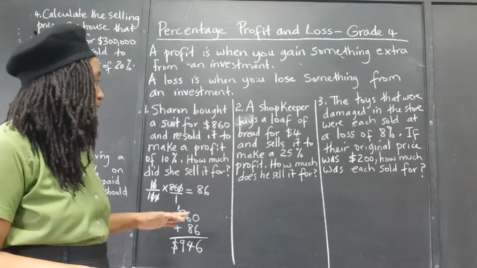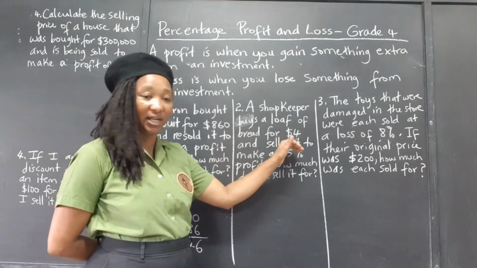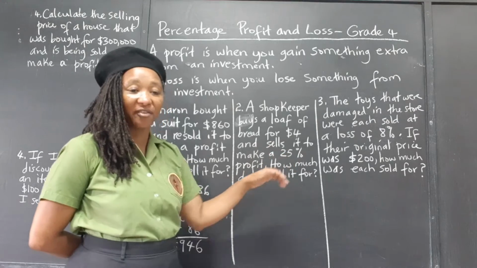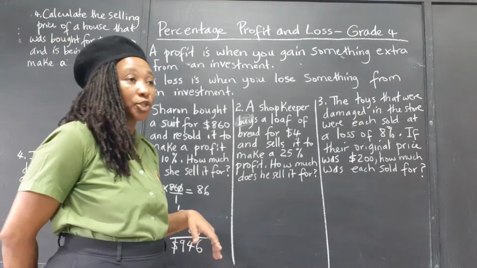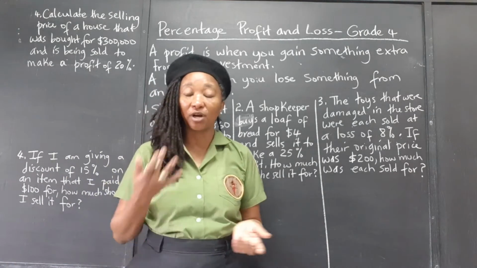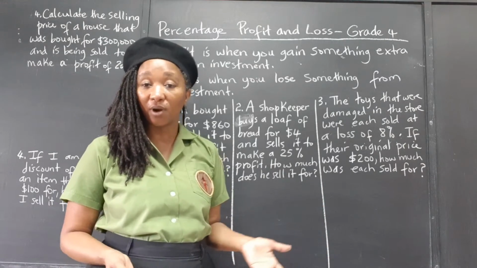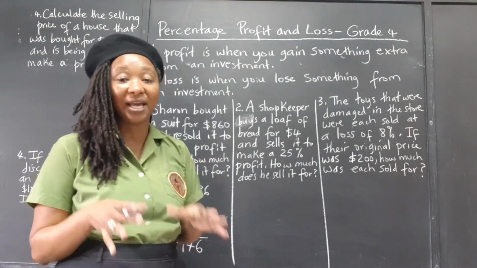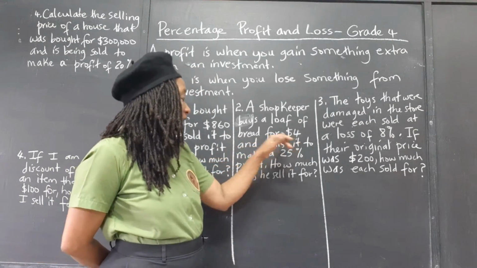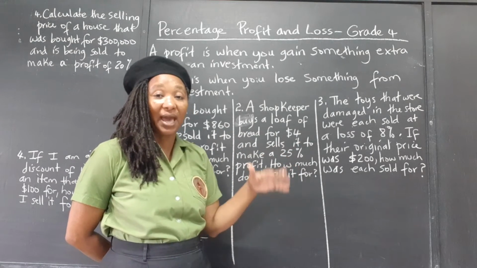Alright, so let's look at number 2 then. A shopkeeper buys a loaf of bread for $4 and sells it to make a profit of 25%. So when you go to the shop, remember, they're not selling back the things for the money that they paid for it, or it wouldn't make sense. They wouldn't be able to earn anything and to pay their bills and their workers. So they have to charge you a little extra on each thing. So on the loaf of bread, the shopkeeper is making a 25% profit extra.